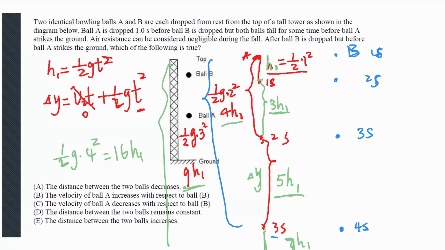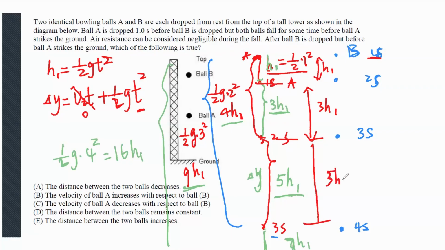Do you see the pattern? 1h1, 3, 5, 7. What's the next one? 9. So when A is here at 1 second, B is here, so the distance between A and B is h1. But in the second second, the distance between A and B is 3h1. The third second, the distance between A and B will be 5h1. So the distance between the two balls increases.